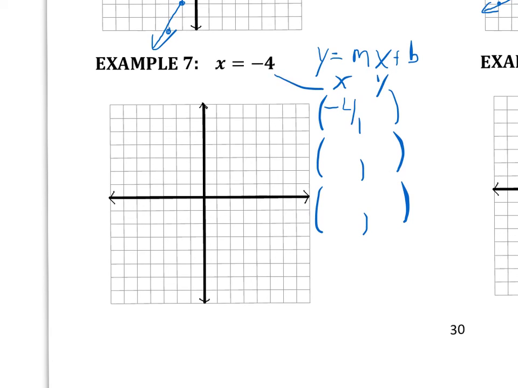The x will always be negative 4. It says right there, x is negative 4, always. The y can be any number. You can say it's 1, you can say it's 5, you can say it's negative 3. So if we graph any of these points, an x of negative 4, I would go left 4, so 1, 2, 3, 4, and then for this first one I would go up 1.